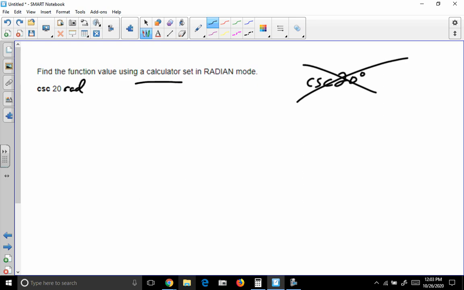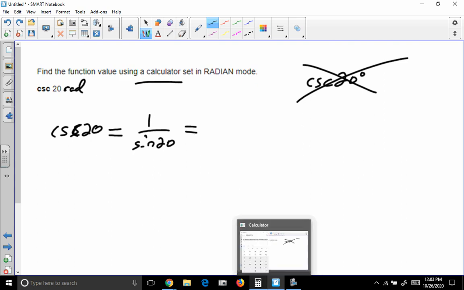So how do we use our calculator to evaluate cosecant? Well, we don't have a cosecant button. So if we want to find cosecant of 20 radians, cosecant is the reciprocal of sine. So if we know sine of 20 radians, cosecant of 20 will be the reciprocal of that. So 1 divided by that.